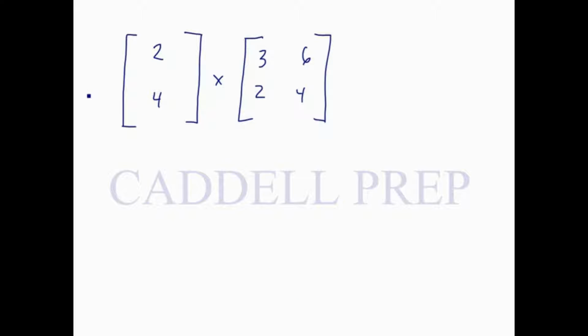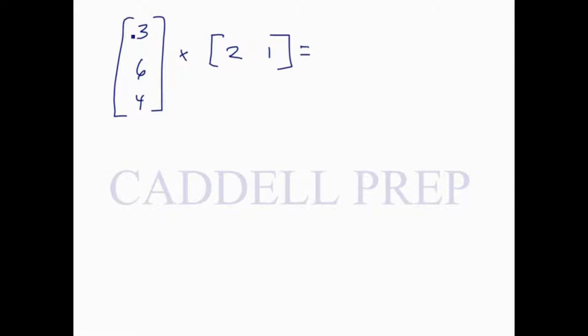Alright, let's look at this example. Here we have a 2 by 1 matrix. We have 2 rows and 1 column. And this is a 2 by 2 matrix. So let's look at these numbers, see if they match up. That's a 1, that's a 2. So this one has no solution. We can't multiply these together.